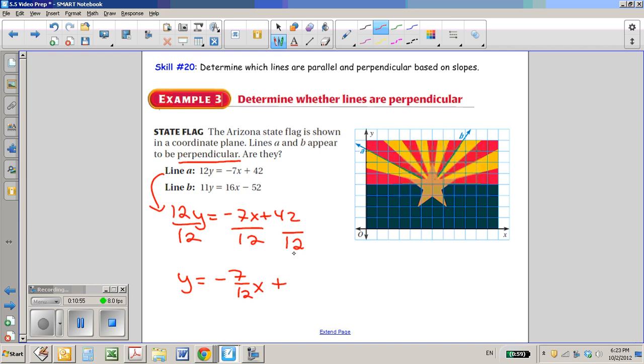Technically speaking, I should simplify this, and I will. But if you guys think about this, you're just interested in slope, and I can actually simplify this even more. But I'm only interested in slope, so honestly, I don't even care what that y-intercept is. I just want to know this. So that's my slope here.